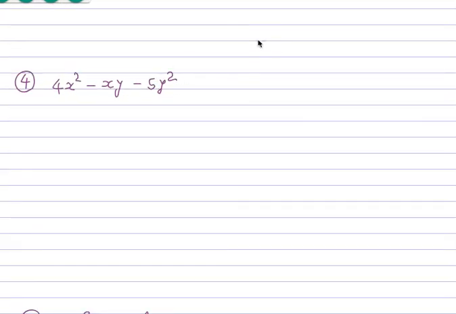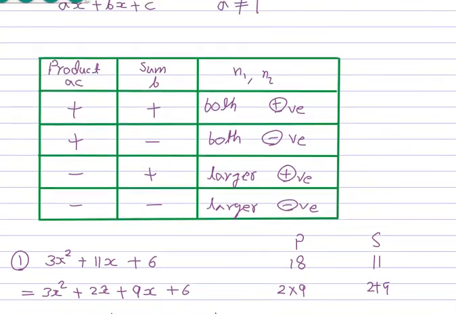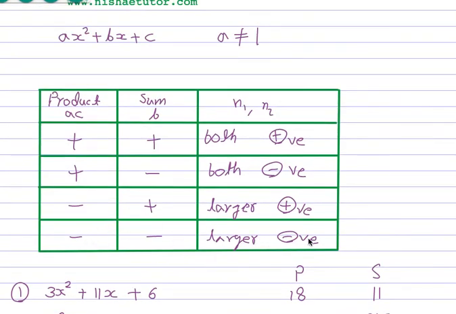Okay. Now here a little bit different question because here y is also there, but don't worry. Okay, what is the product? 4 times 5, 20, and here negative, because 4 times negative 5 is negative 20, and the sum is 1. Here just minus xy, it means here invisible 1, negative 1. Okay. So product is negative and sum is negative. It means which choice? The last one. Larger number, negative.